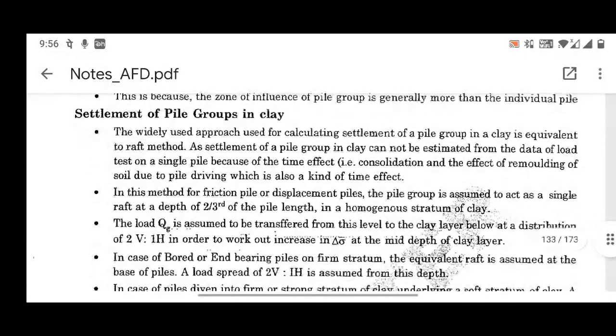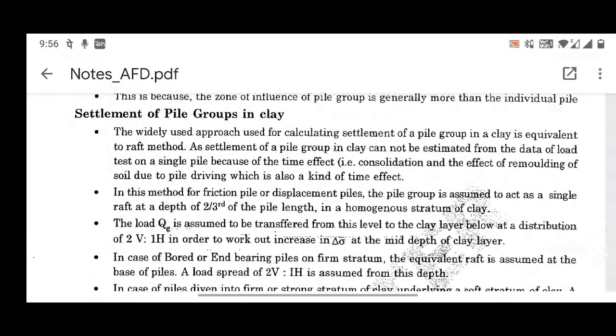Now, settlement of pile groups in clay. The widely used approach for calculating settlement of a pile group in clay is the equivalent raft method. I hope you all are familiar with the consolidation chapter, where we discussed the settlement of pile rafts. In pile rafts, we have seen that settlement is calculated from two-thirds of the length of the pile.